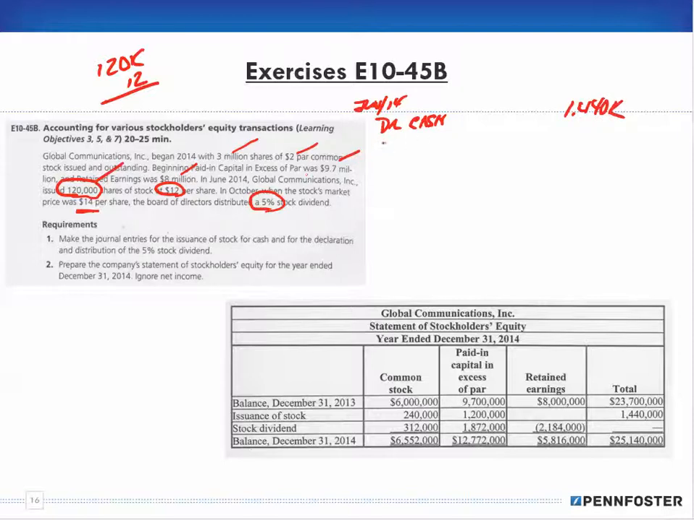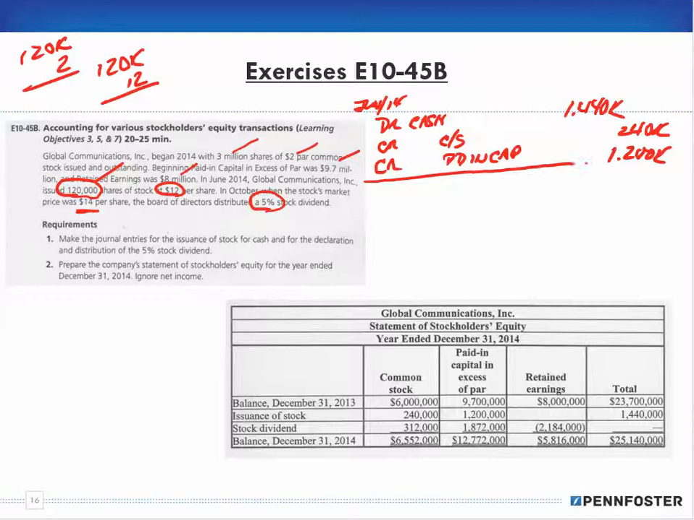Right, and of course we're creating common stock, and 120,000 shares at $2 par is an additional 240,000, and the difference between the two is the paid-in capital in excess of par, which is 1,200,000. Okay, so that is the journal entry for the issuance of the stock.